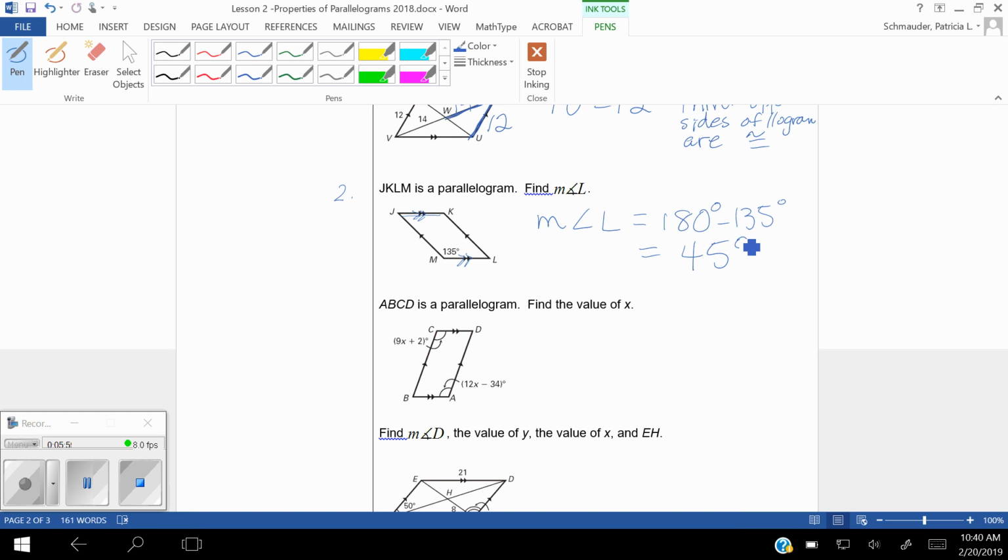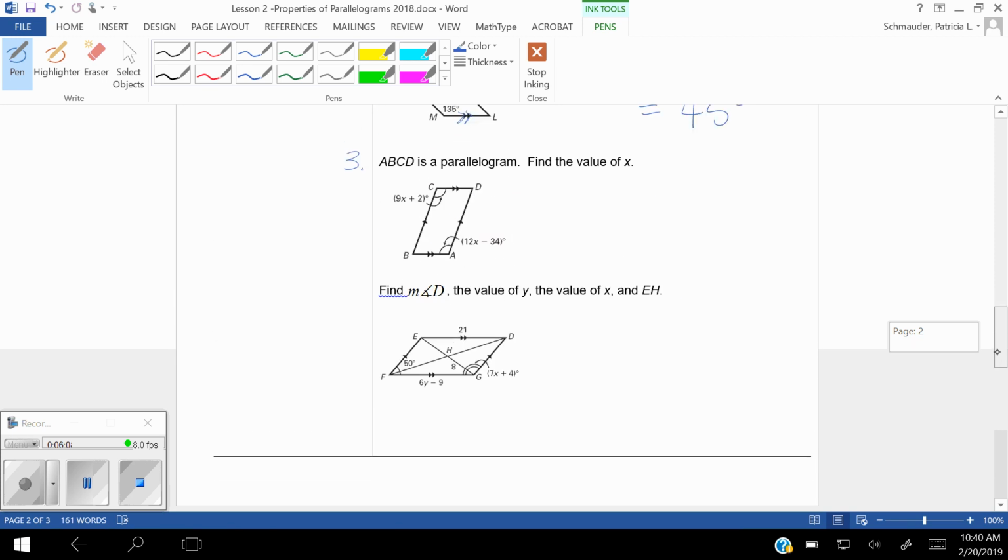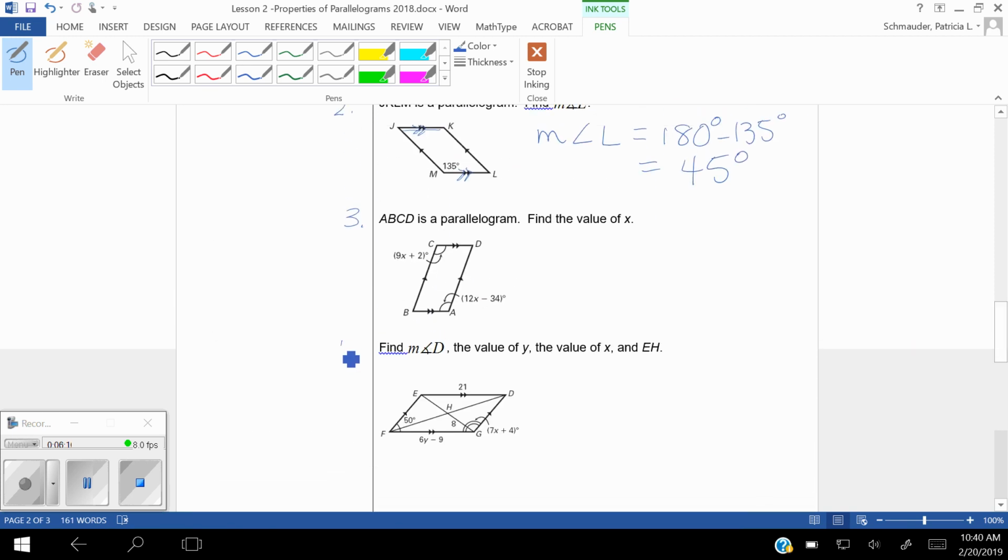Okay, ABCD in number 3 here is a parallelogram. Find the value of X. Let's see what all we got left here. I'm going to let you do numbers 3 and 4. I want you to pause here. I want you to use those theorems that we just learned. Do 3 and 4. Come back and check your work.